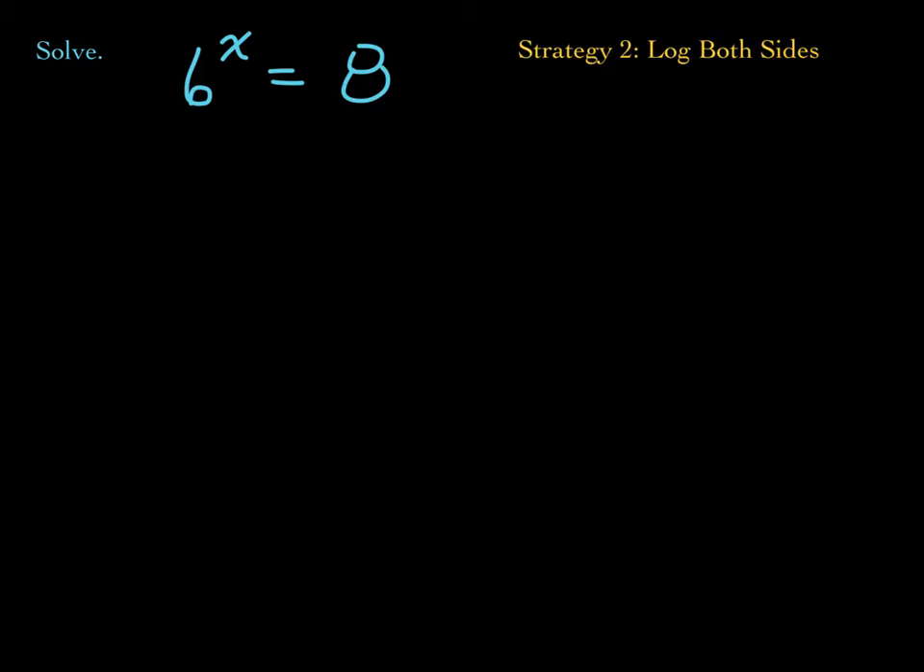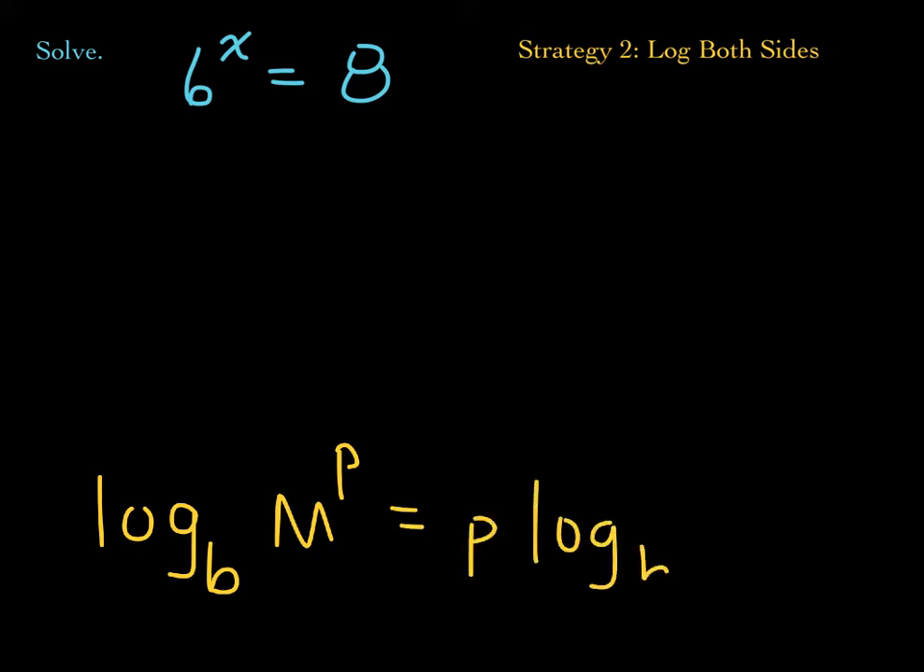This second strategy is taking the log or logarithm of both sides. Now, remember the power rule for logarithms. I'll remind you of the power rule right now. The power rule that we learned in a previous lesson said log base b of m to the power of p is equal to p times log base b of m.